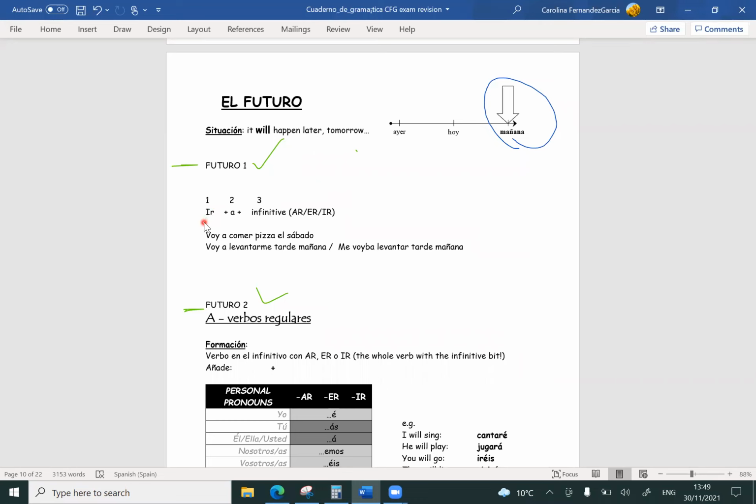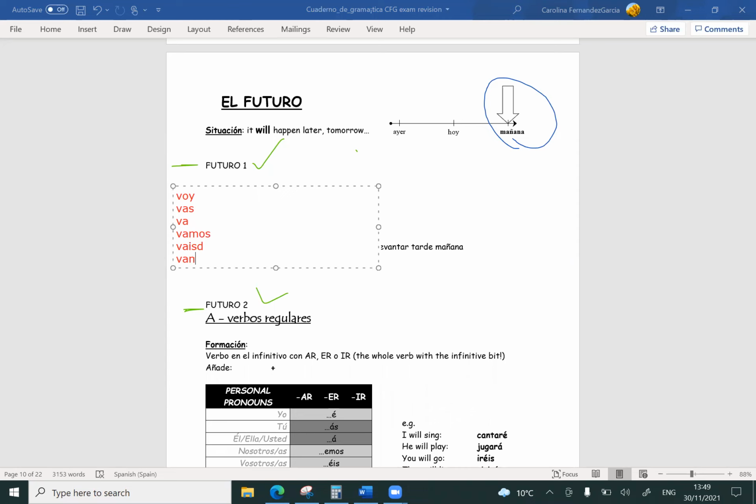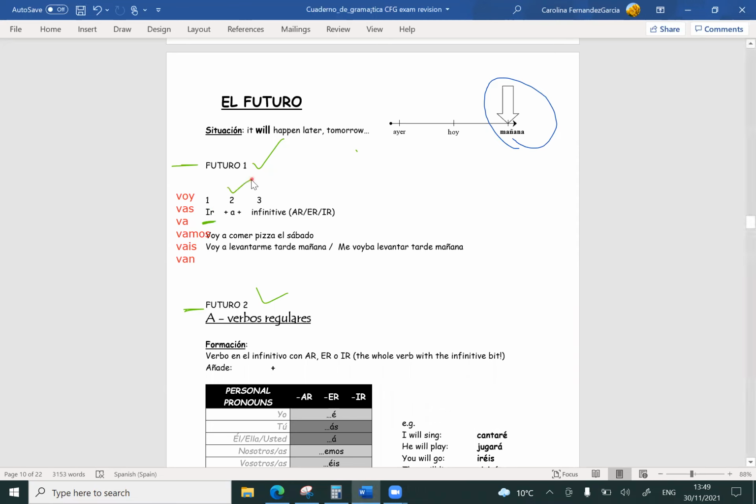This future has three parts. The verb ir, which we have to conjugate: voy, vas, va, vamos, vais, van. The next part is the a, voy a, and the next part is the infinitive, the full verb in the infinitive. So look at this. Voy a comer pizza el sábado. I'm going to eat pizza on Saturday. You have the verb ir, the a plus the infinitive. Or voy a levantarme tarde mañana.